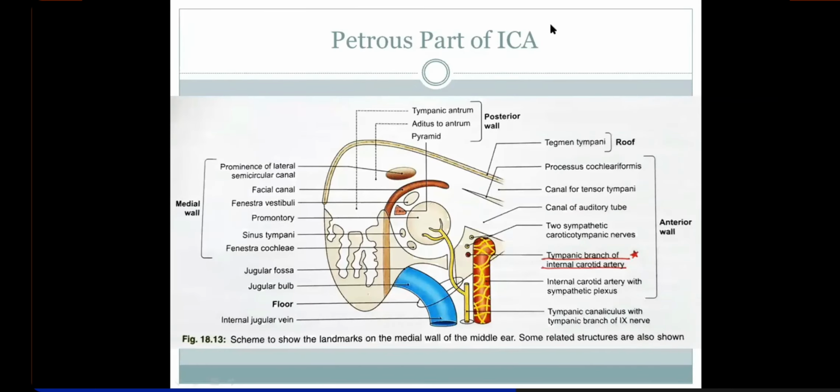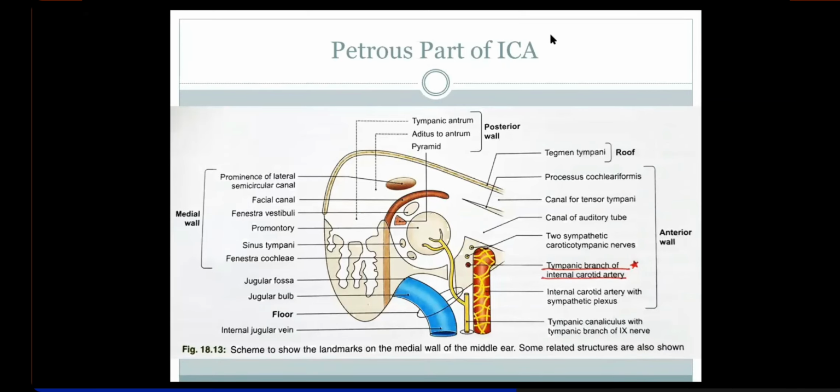The petrous part of internal carotid artery. See the relations of the petrous portion. Now look here. This is the petrous temporal bone. Outside, posterior, behind the external auditory meatus, this is the mastoid process. This is the posterior wall of the petrous temporal, right? Seen anteriorly in the posterior fossa.